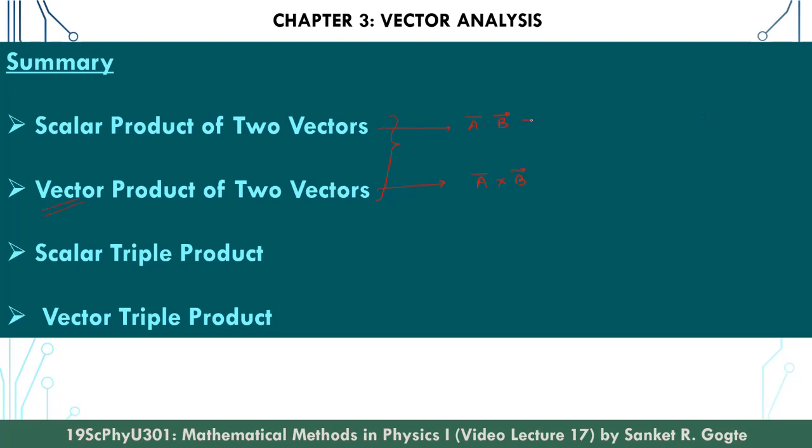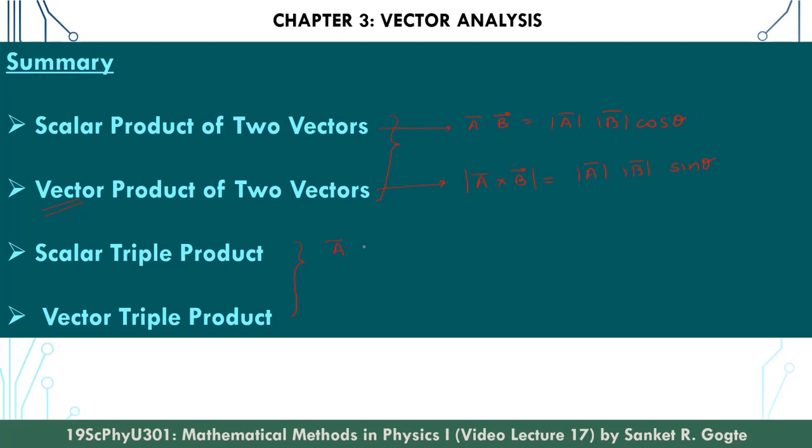A dot B is equal to mod A mod B cos theta, where theta is the angle between the two vectors, and the magnitude of A cross B is mod A mod B into sine theta. Its direction is given by the right hand thumb rule. We have to hold the right hand in such a way that the four fingers are curled in the direction from A to B, where the angle is less than 180 degrees, and then the thumb gives the direction of the cross product. We also saw two ways to multiply three vectors.